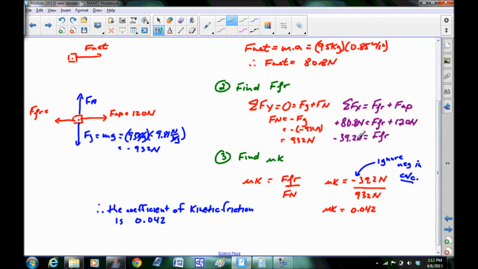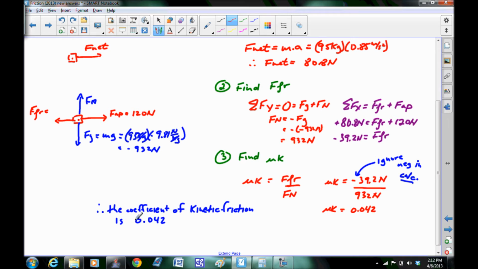So I'm going to take that friction force and substitute it into the equation, along with the value for the normal force at the bottom here, which we found was 932 newtons. And you plug it in, you get a value of 0.042. And again, like before, we ignore the negative signs. The coefficient of friction is an absolute value.